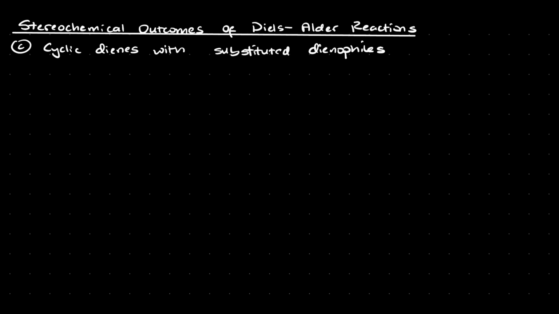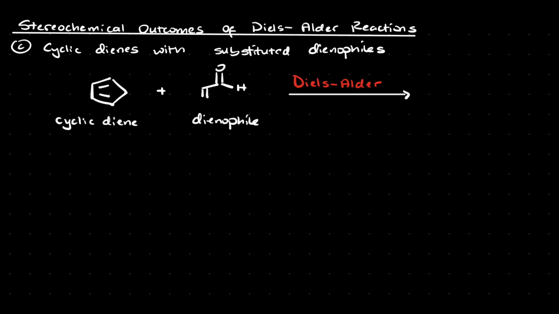So in our last scenario, we focus on cyclic dienes with substituted dienophiles. So here's an example of a cyclic diene on our left, and here's an example of a substituted dienophile. So let's once again trace out what the mechanism will look like here. So here's the curved arrow mechanism. I've also numbered my diene, so with the 1, 2, 3, and 4, and my dienophile 1' and 2'.